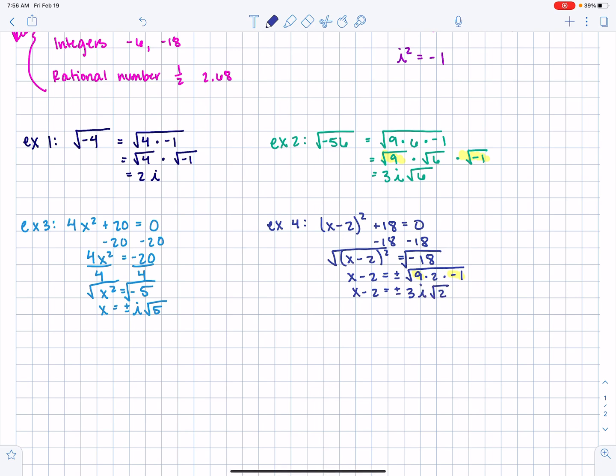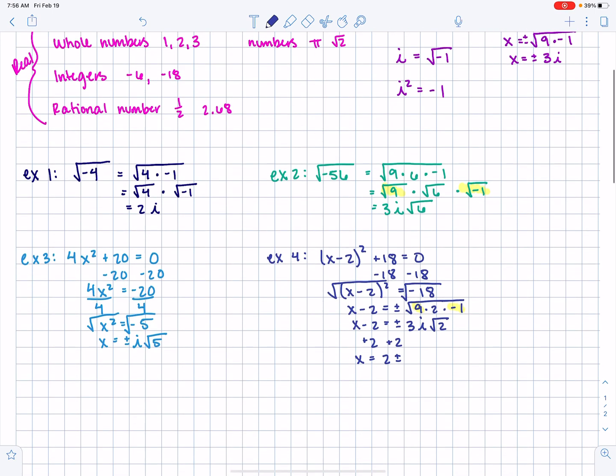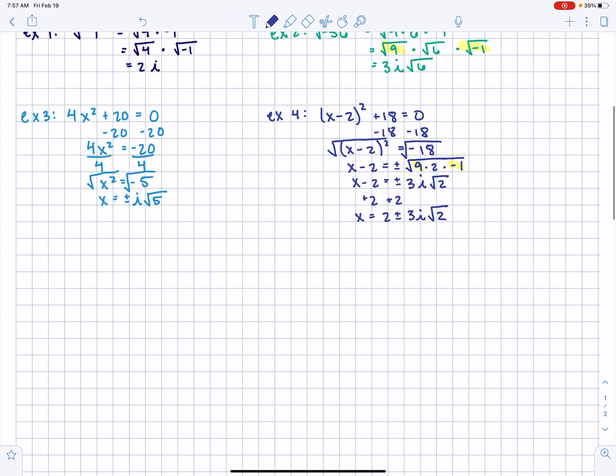But we still need to isolate that x, so we're going to add 2, and it's always nice to keep your whole number, your integer, in the front of your equation, so x is equal to 2 plus or minus 3i square root 2. All right, just go ahead and keep solving those quadratics now, even though we end up with a negative on the square root. So there are a few little properties of i that we should review.